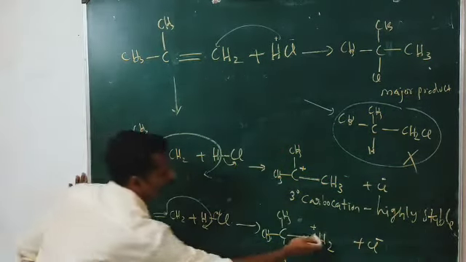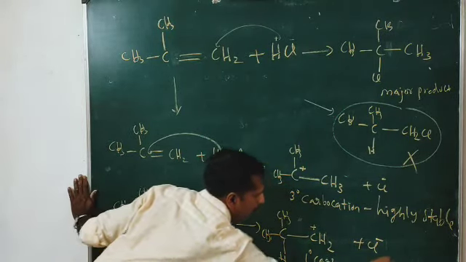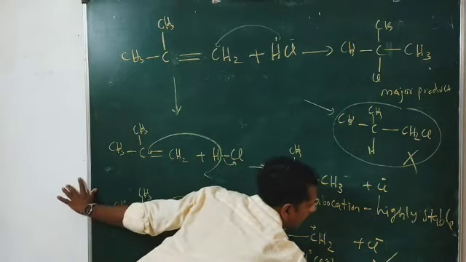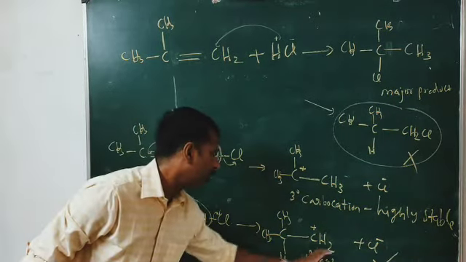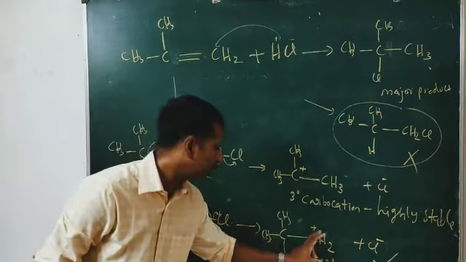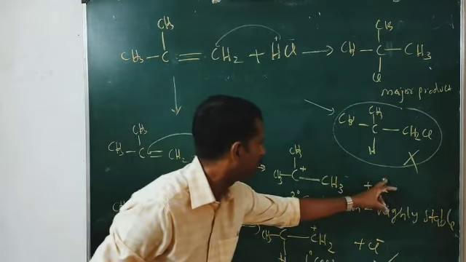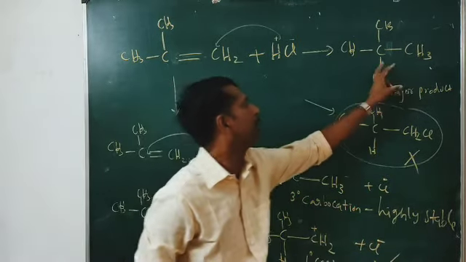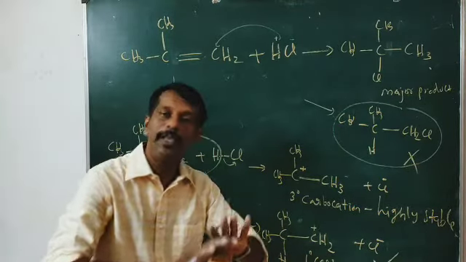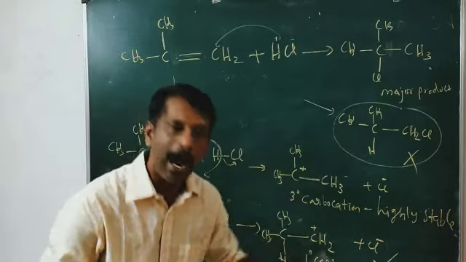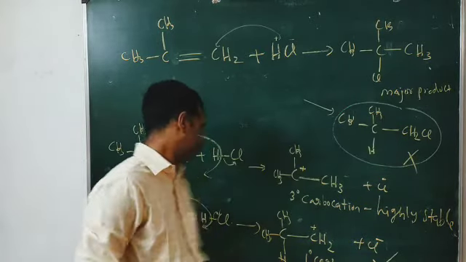Now in this case this is a primary carbocation, which is highly unstable. Therefore, there is no possibility of forming this carbocation; that is the reason only the other carbocation will be formed. In the second step, Cl minus will attack on this carbon and you get this product. This carbocation will not be formed because it is highly unstable, therefore no possibility of forming this product. Clear? Okay.